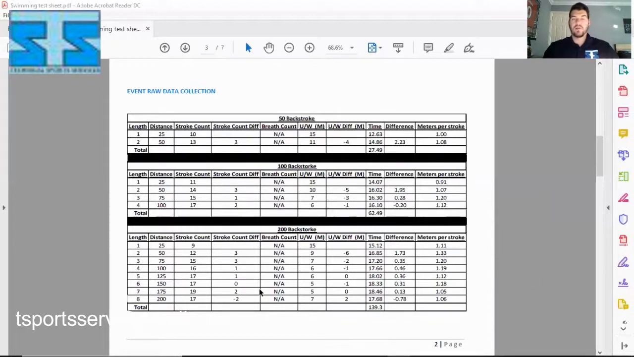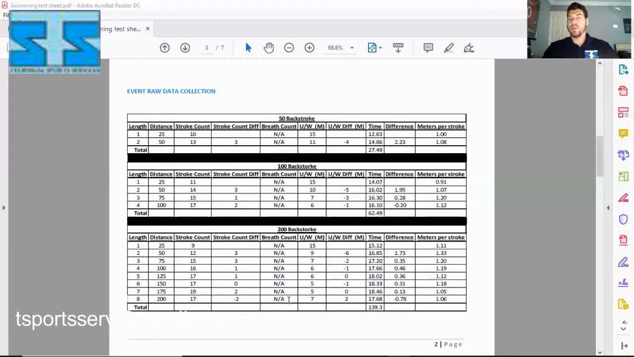It can be adjusted for 50, 100, 200, and then we have 100 templates all the way up to 1500. So it can be done for an entire 1500. It would just take obviously more work for the longer distances. We have the stroke count. Stroke count difference is just a general to show you the difference in stroke count per length.